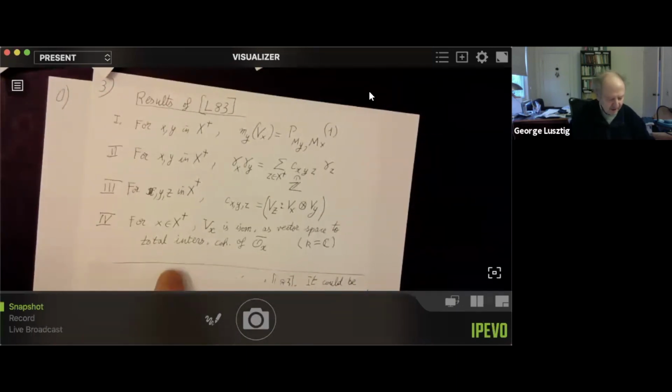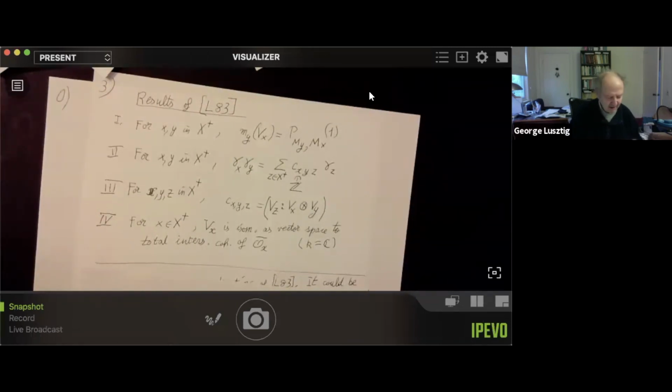Another property, which is proved in this paper, is that as a vector space, this Vx, this Weyl module, the irreducible representation of G, is isomorphic to the total intersection cohomology of this affine Schubert variety in the Grassmannian. So now I will say something about the proof, but before doing that, I will say something about the developments after this paper.